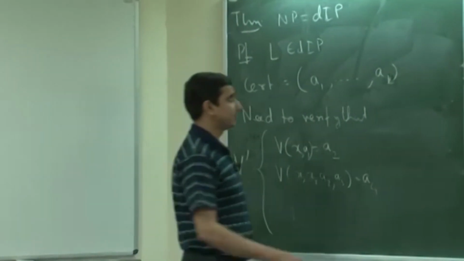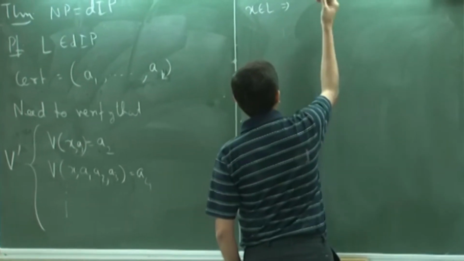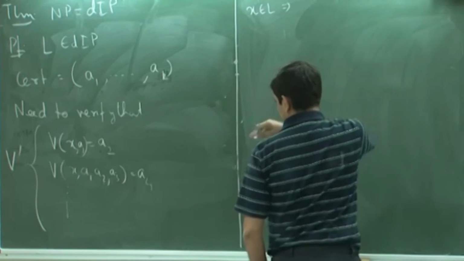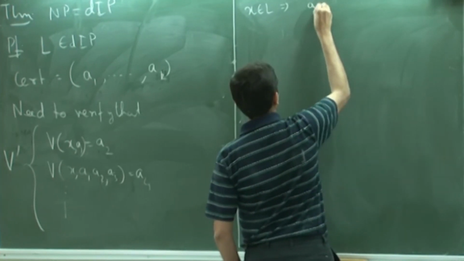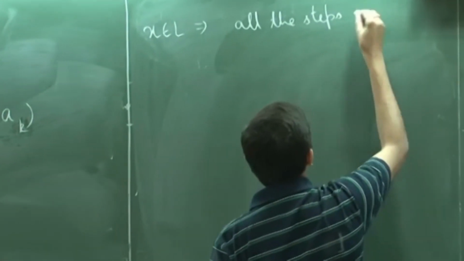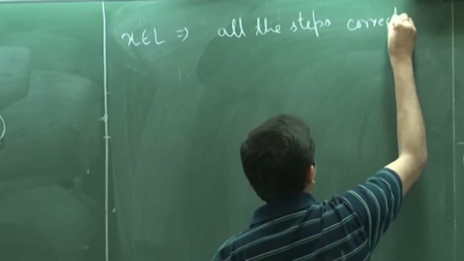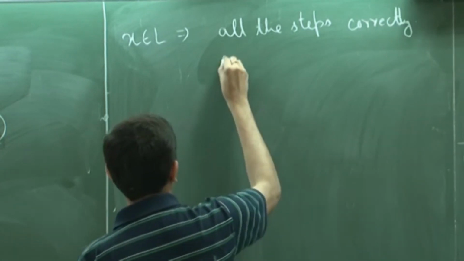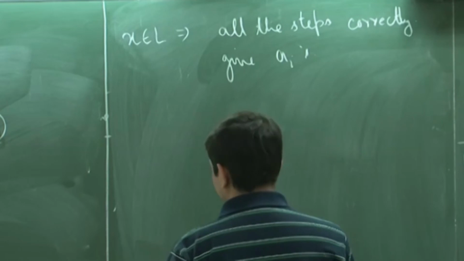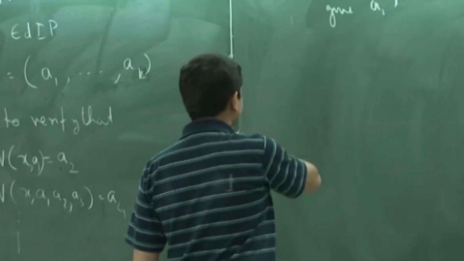Yeah, exactly. If x belongs to L, then there exists such a certificate, which implies that all the steps correctly give whatever are the Ai's, and the final answer is yes.